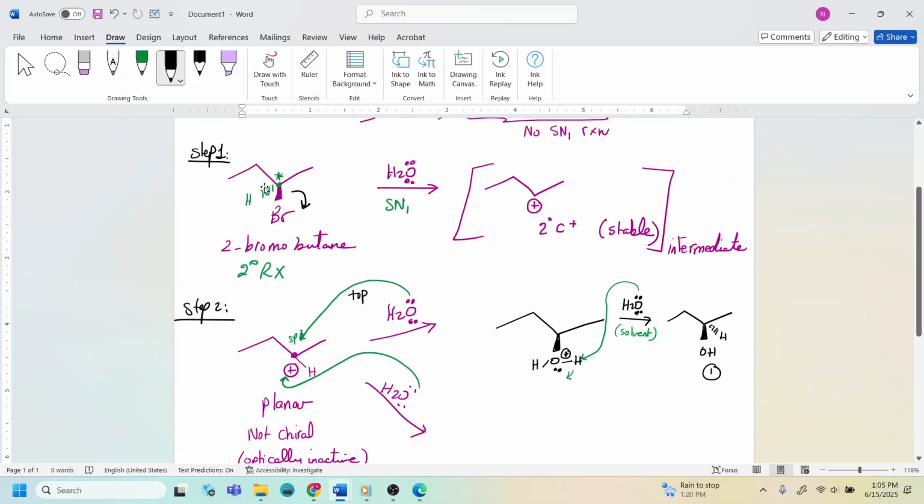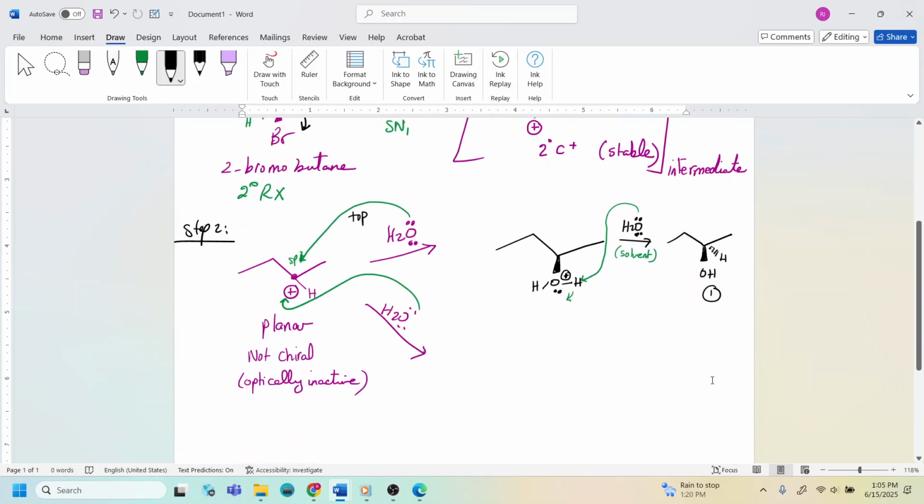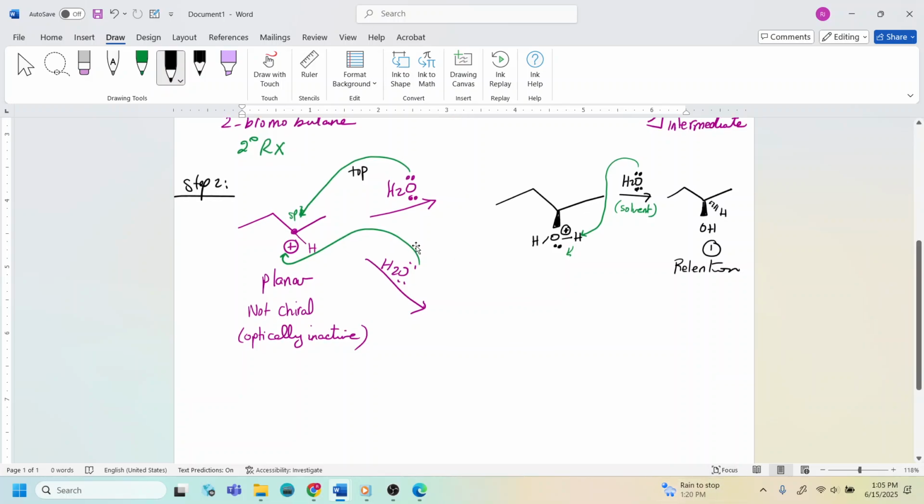And product number 1 will proceed by retention in configuration. So see, the bromine is up, the OH is up. So that one is going to be the retention in configuration. And now water is going to come and attack from the back. And when it attacks from the back, you are going to form your water at the back.